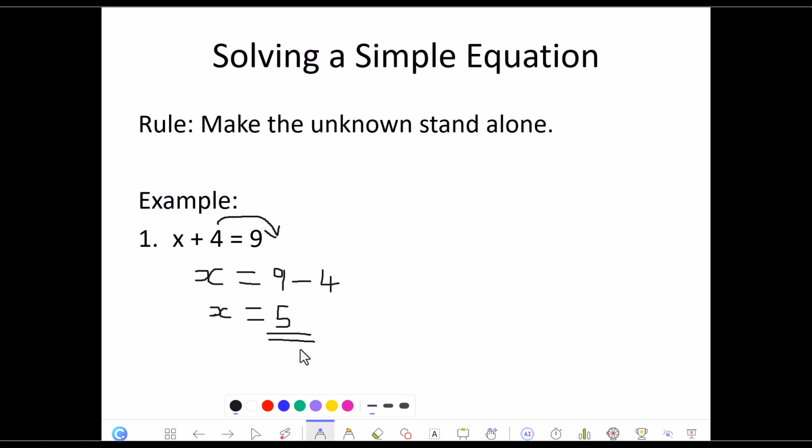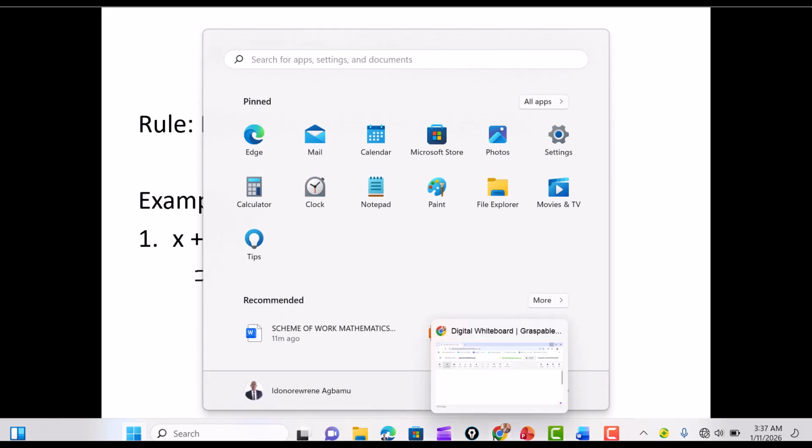See, this is the first set of equation we are going to learn today, which is our first topic for the term. So you can see I've gotten the answer in less than even 10 seconds. That is all. All right, let me show you something in Graphable Math. I use Graphable Math in the classroom.